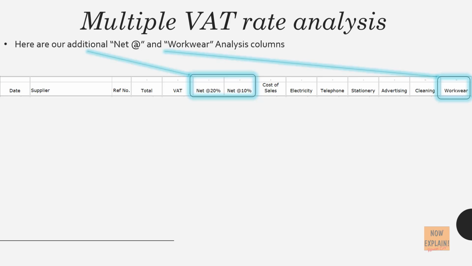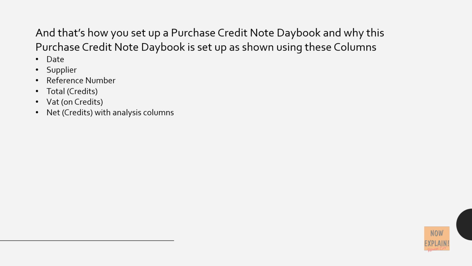Here are additional net at and workwear analysis columns. You should have a net at column for each possible VAT rate. And that's how you set up a Purchase Credit Note Daybook, and why this Purchase Credit Note Daybook is set up as shown using these columns: the date, the supplier, the reference number, the total credits, VAT on credits, and the net credits with analysis columns. More columns can be added to provide more analysis of VAT and of what is credited.